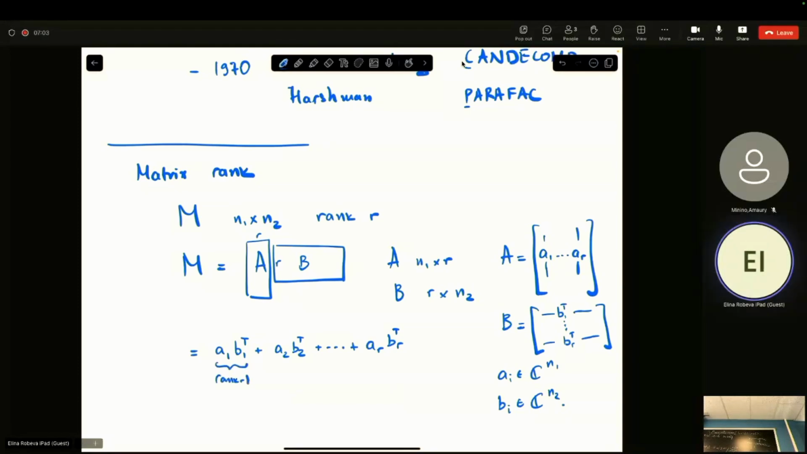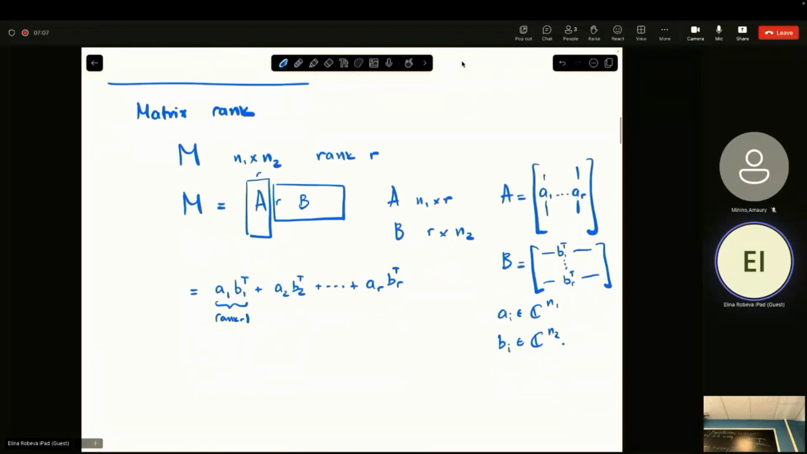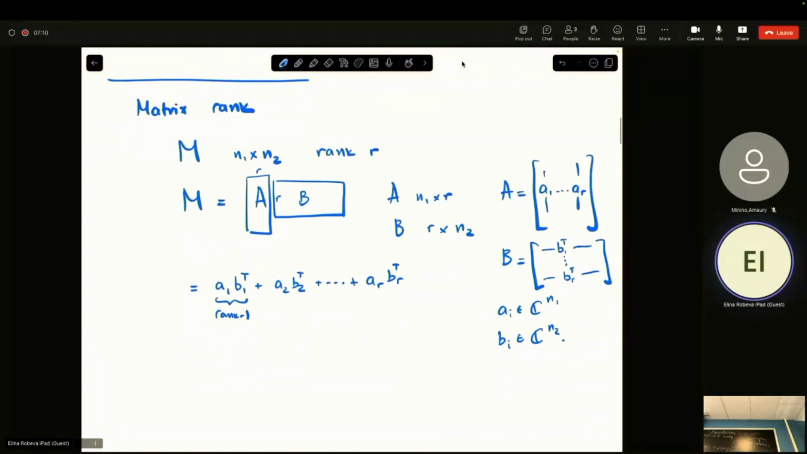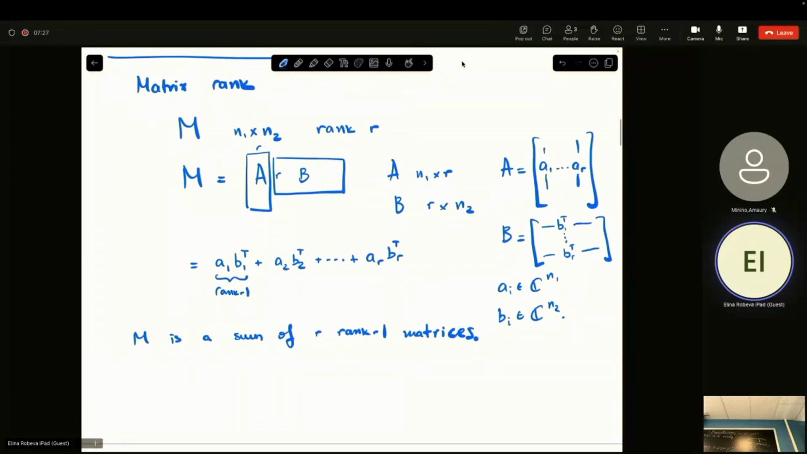And this is the kind of notion that you can try to generalize to tensors. So let me just write this: M is a sum of R rank 1 matrices. By the way, if the writing is too small or too big, you can let me know.